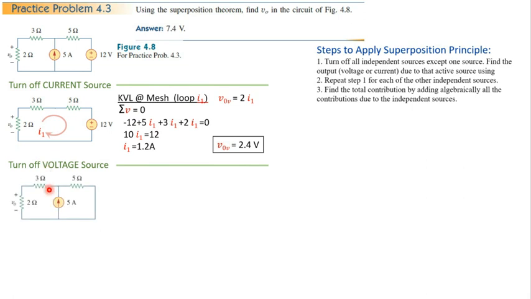Now, since we turned off the current source, we're going to turn off the voltage source and bring back the current source. When we do that, we have two different loops. What's better is we use nodal analysis.